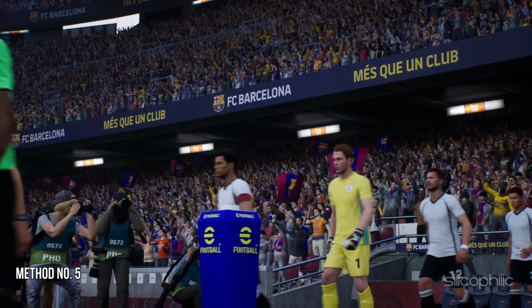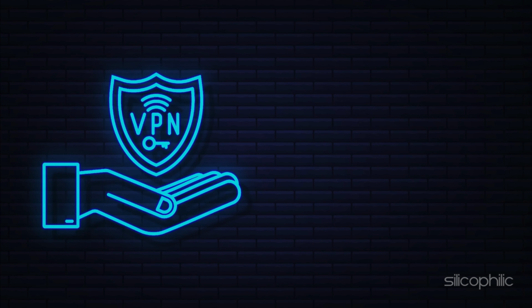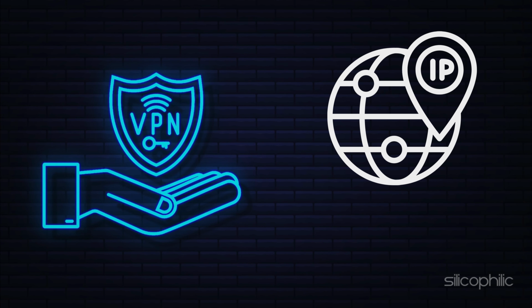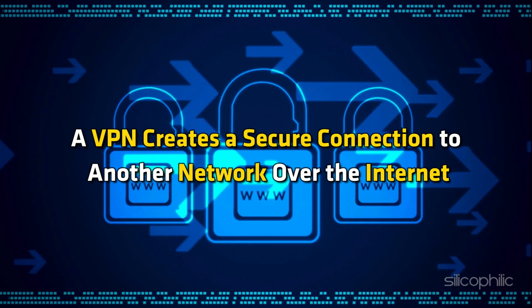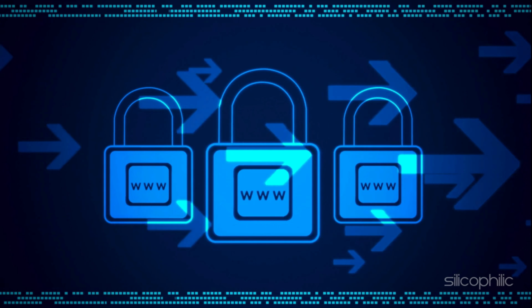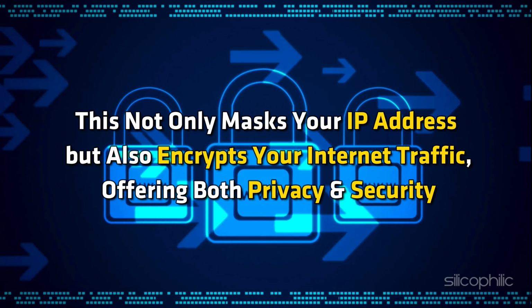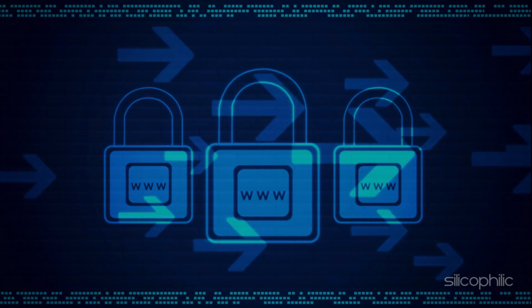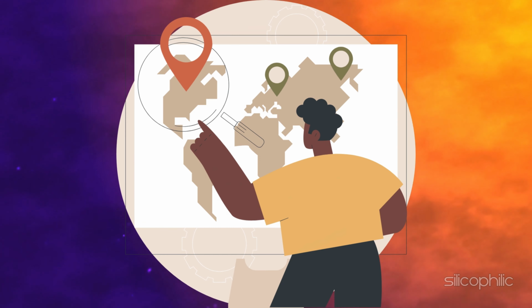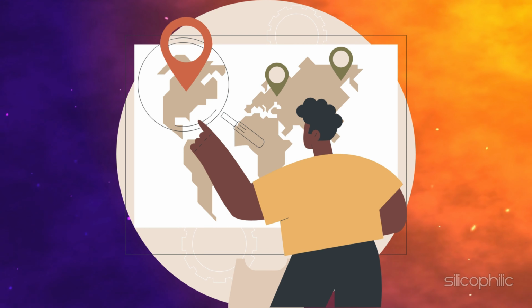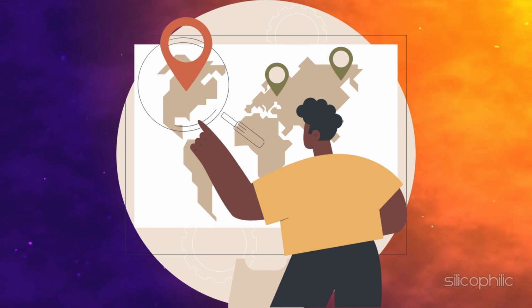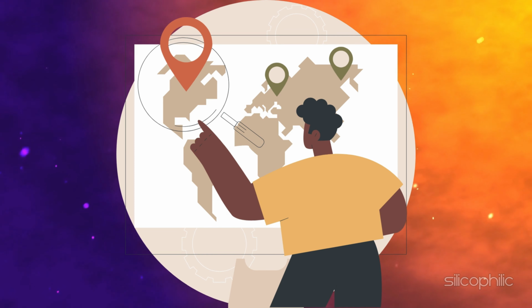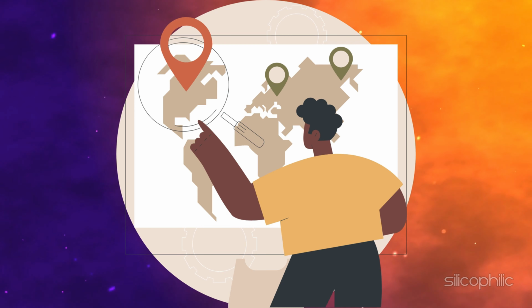Method 5. Use a VPN service. Using a VPN allows you to access games from different regions by changing your IP address. A VPN creates a secure connection to another network over the internet. This not only masks your IP address but also encrypts your internet traffic, offering both privacy and security. VPNs can help you bypass geographical restrictions and access the games that may not be available in your region. However, it's important to note that this could potentially violate the terms of service for certain games or content.